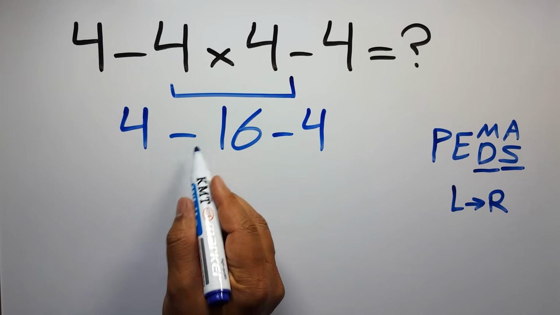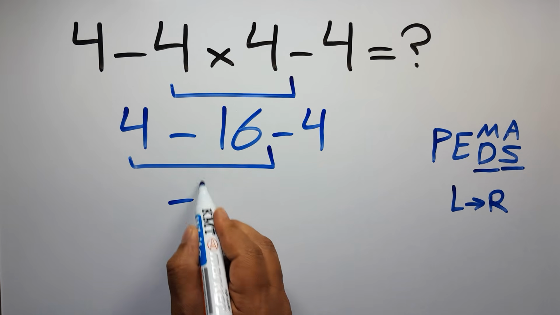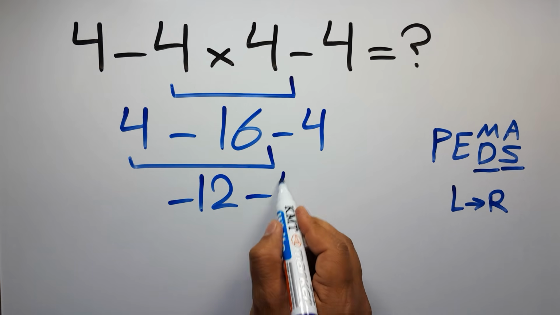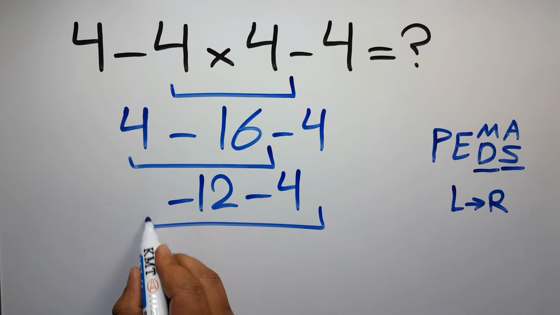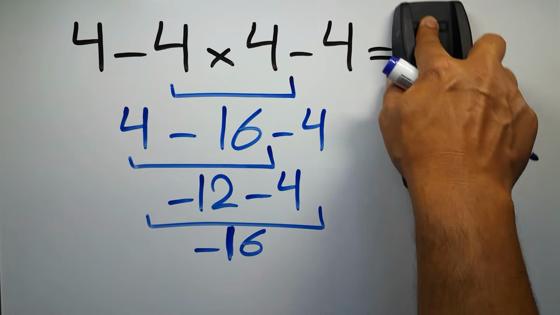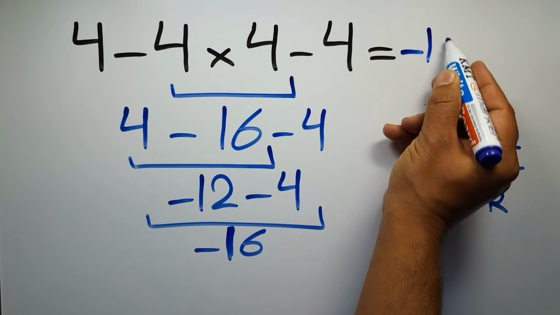Now we have to do this subtraction. 4 minus 16 equals negative 12. So negative 12 minus 4 equals negative 16. And this is our final answer to this problem. The correct answer is negative 16.